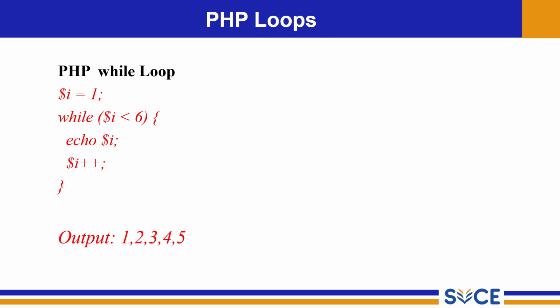Here is an example. We set $i to 1. Then, while $i is less than 6, we print the value of $i and increment it by 1. The output will be 1, 2, 3, 4 and 5. This is the classic structure for a counting loop. The condition does not have to be a counter. It could be the status of an operation or any condition that evaluates to either true or false.